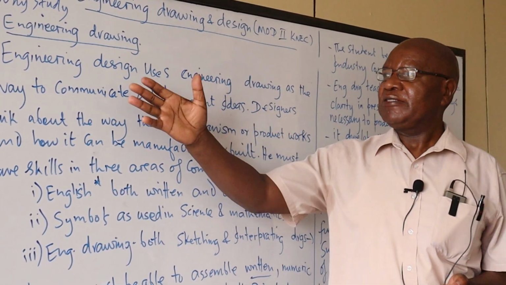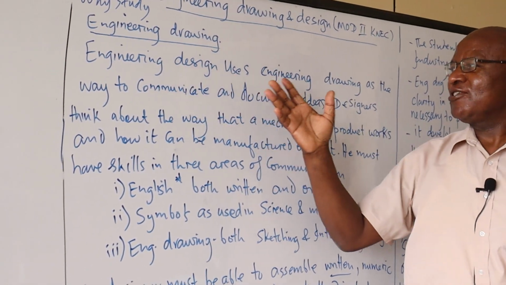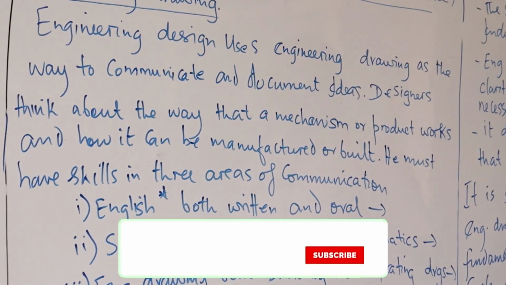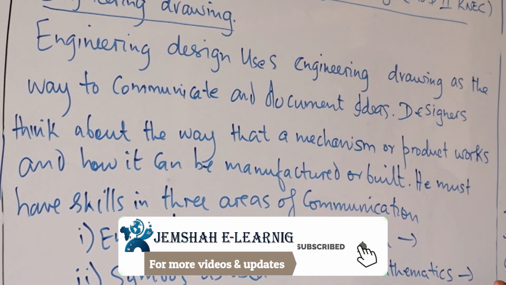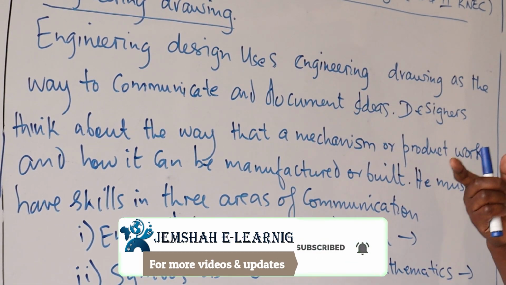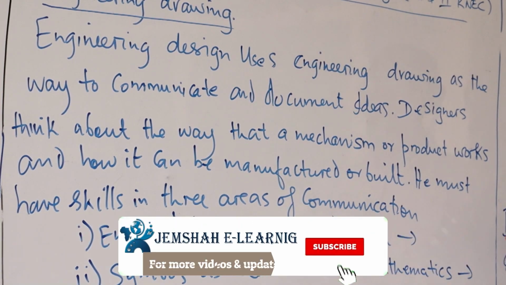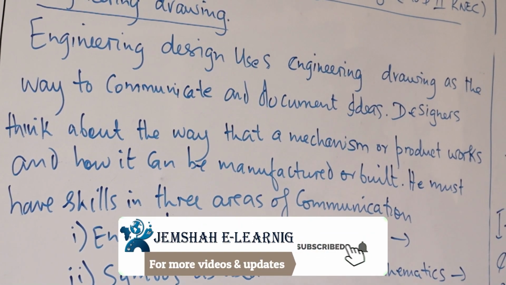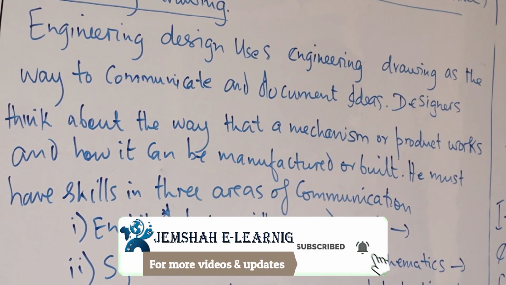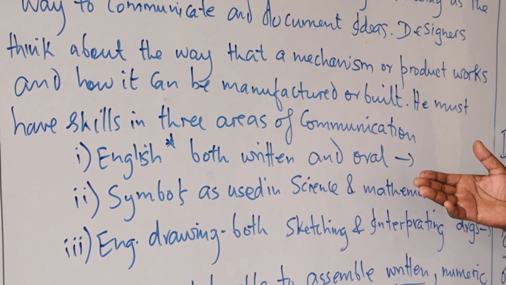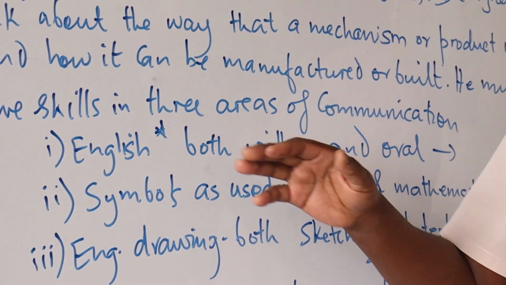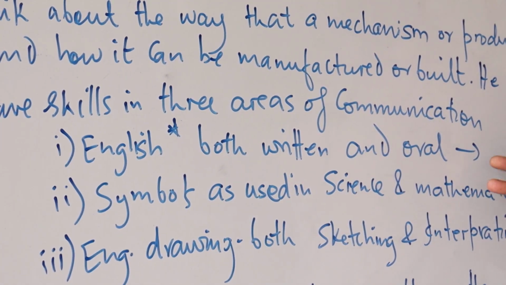Now, in our design, engineering designers use engineering drawings as the way to communicate and document ideas. Designers think about the way that a mechanism or product works and how it can be manufactured or built. He must have skills in 3 areas of communications. Now, one of them is English, both written and oral.